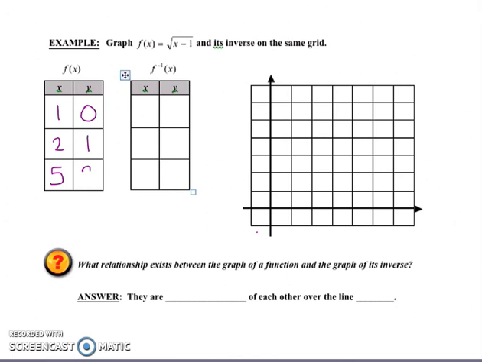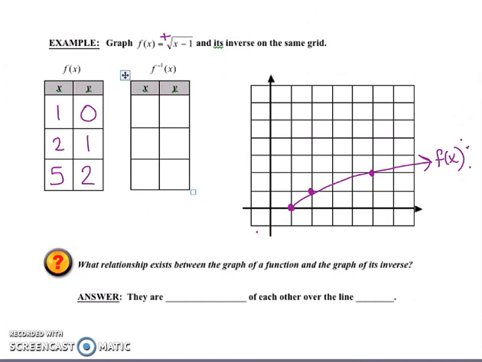Okay, now notice that there is not a plus or minus in front of this radical, so that means that I am only graphing the positive square root of x minus 1. So I go ahead and plot these points. When x is 1, y is 0. When x is 2, y is 1. And when x is 5, y is 2. So that gives me this function right here. Basically, our function f of x is like half of a parabola laying on its side, a square root function. That's what they look like.